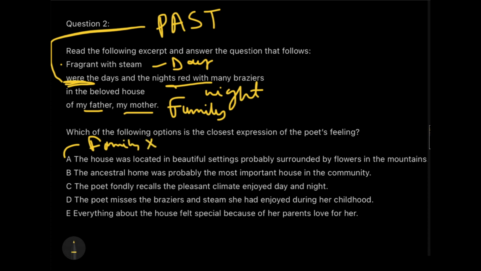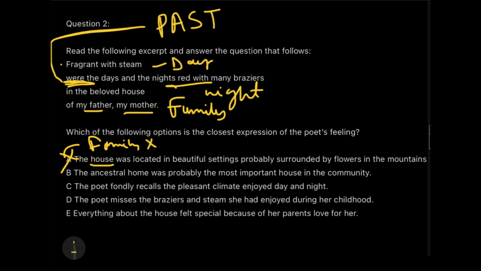Family is missing in option A, correct? Yes. So we can't just focus on the house, but we also have to focus on the family, the presence of his father and mother, which brings happiness to him. That is not being captured. So I cannot say that the poet's feeling is completely depicted in option A. So option A is incomplete for us. Okay, half the way correct, but incomplete. Let's move to option B.